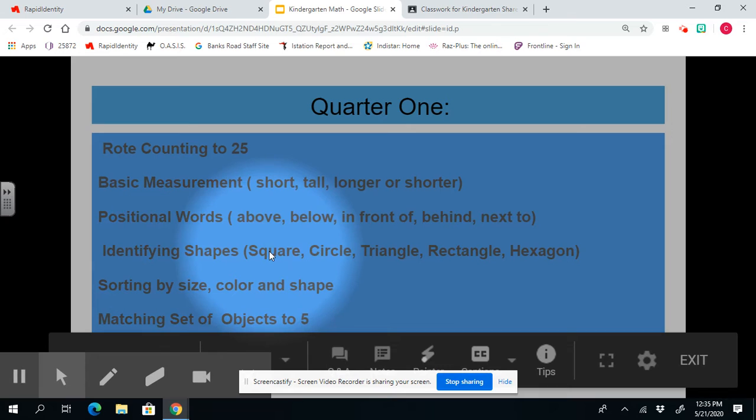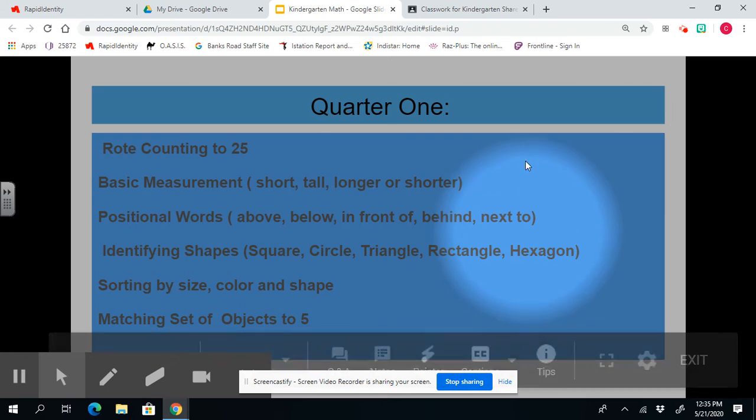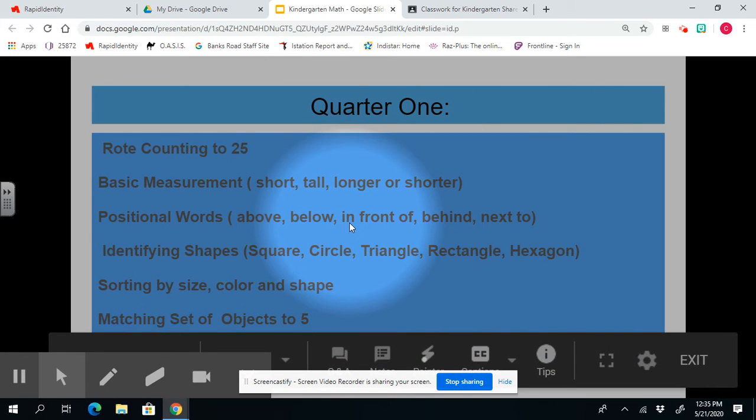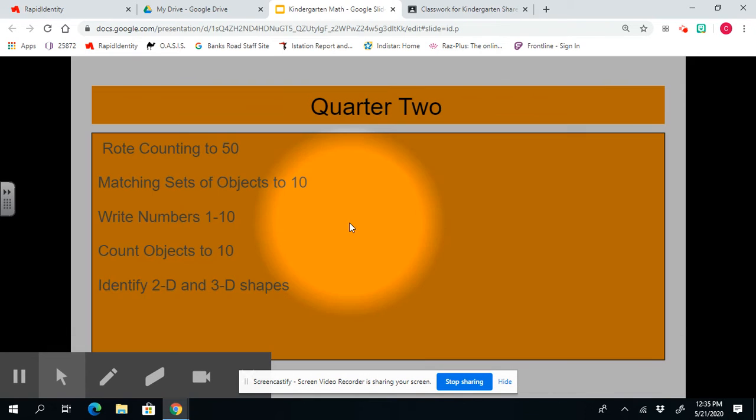Identifying shapes, square, circle, triangle, rectangle, hexagon. Also sorting by size, color, and shape, and then matching sets of objects up to 5. So that's kind of what your child is going to be expected to learn for the first quarter in math. Now I'm going to move on to quarter 2.